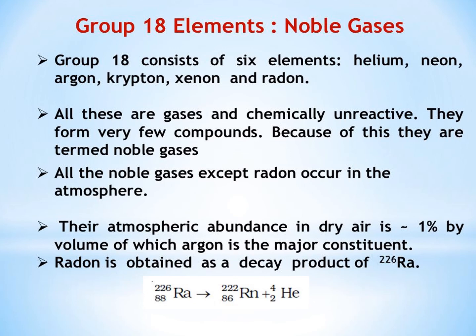As we move along the noble gas elements, their atomic radius and boiling point increase from helium to radon. In group 18 there are 6 noble gases. First is helium, next neon, argon, krypton, xenon, radon. Tell with me: helium, neon, argon, krypton, xenon and radon. These are the important 6 noble gases.